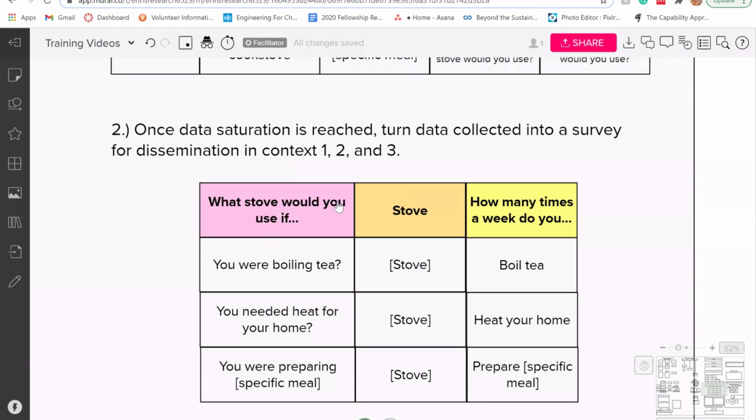So what stove would you use if you were boiling tea, if you needed heat for your home, if you were preparing a meal? And then they would respond with the stove that they would use.